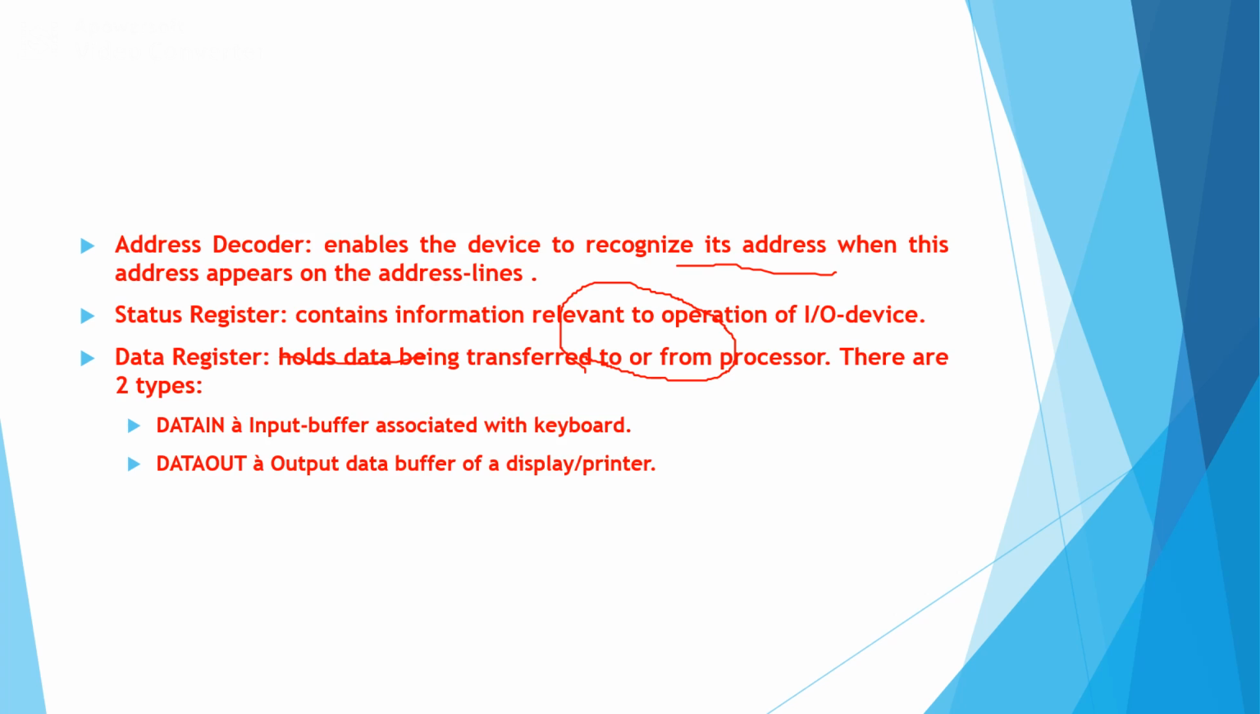So the next one is the data register. As the name specifies, the data register holds the data being transferred either from the memory or from the processor or into the processor. So here basically we can use two types of buffer registers like data in as well as data out. As we know, data in is the input buffer register which is associated with the keyboard, and data out is the output buffer register which is associated with a display or a printer.